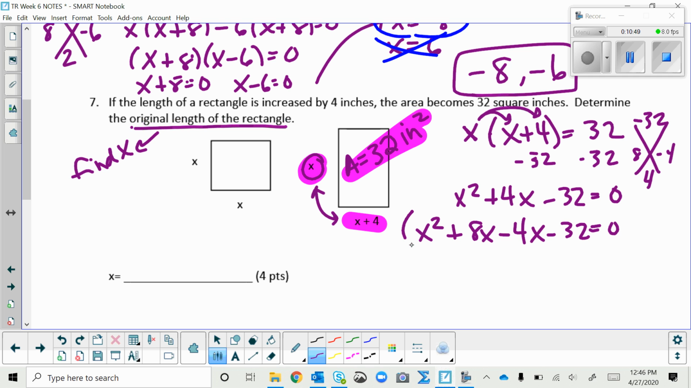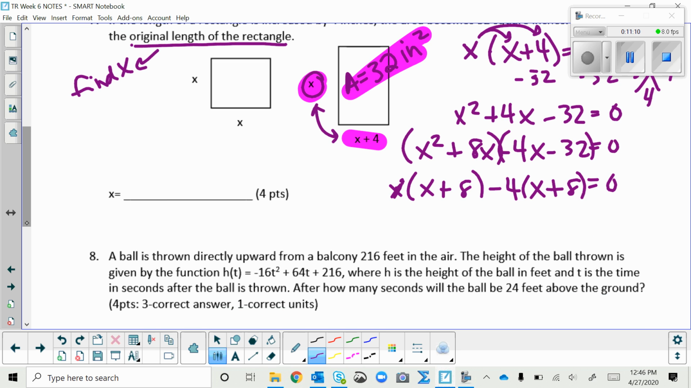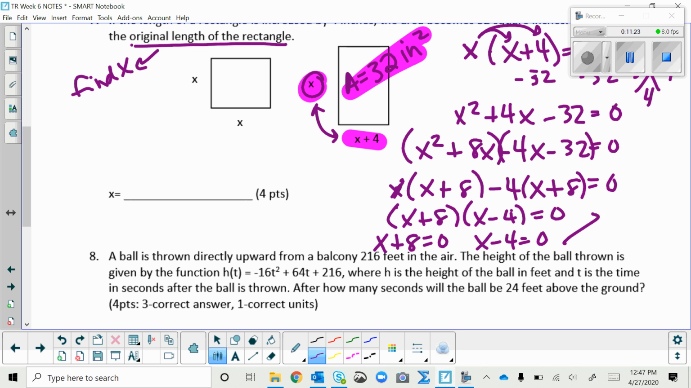I do my grouping. The first group has an x in common. The second one has a negative 4, leaving me x plus 8. And then they have an x plus 8 in common. You set each of those equal to 0 to solve. And that gives you, when you solve, positive 4 and negative 8.